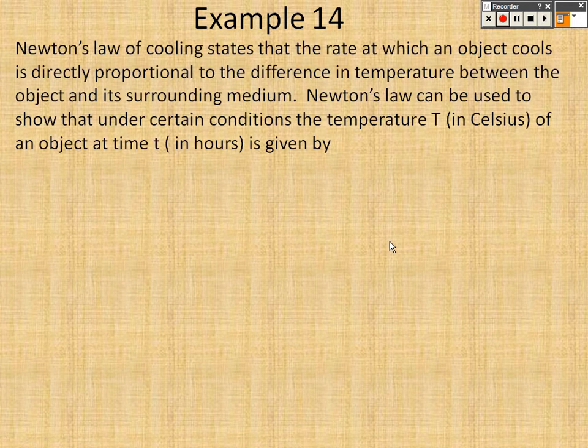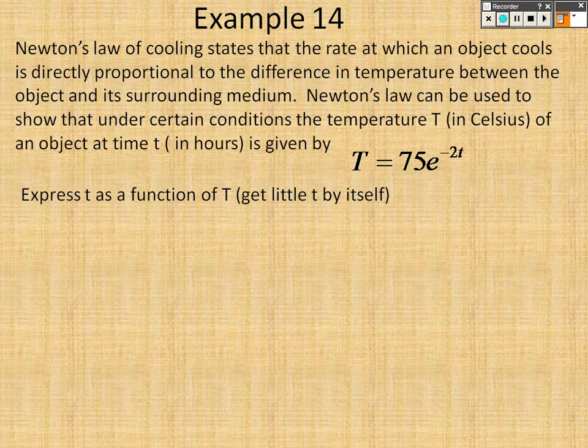Example 14. Newton's law of cooling states that the rate at which an object cools is directly proportional to the difference in temperature between the object and its surrounding medium. Newton's law can be used to show that under certain conditions the temperature T in Celsius of an object at t hours is given by this. Express little t as a function of big T. That means get little t by itself.